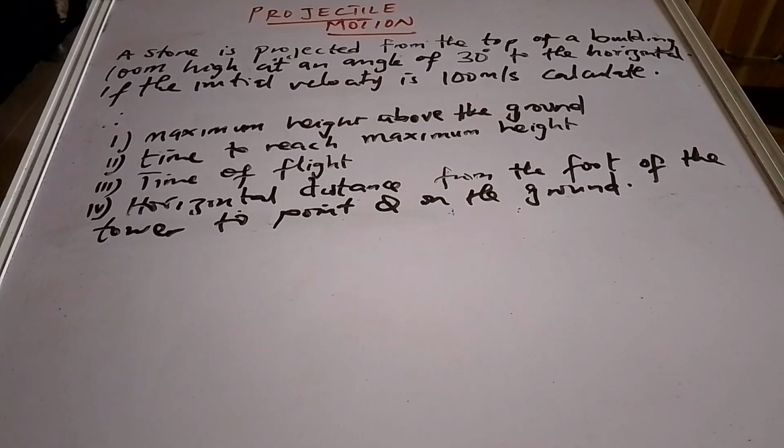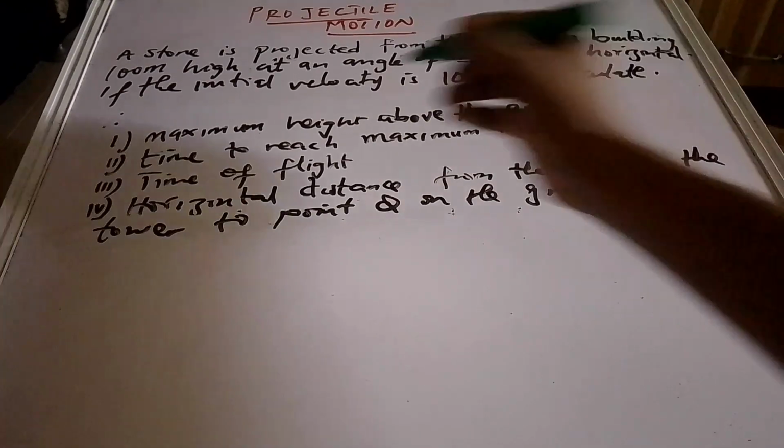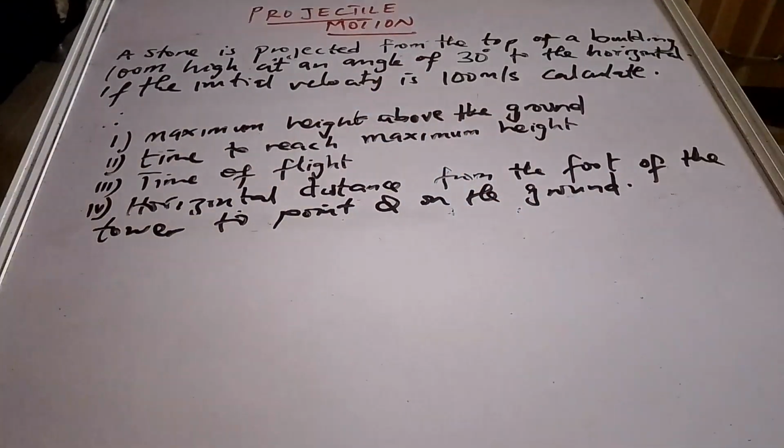A stone is projected from the top of a building 100 meters high at an angle of 30 degrees to the horizontal. If the initial velocity is 100 meters per second, then calculate the maximum height above the ground. Then calculate the time to reach the maximum height, calculate the time of flight, and calculate the horizontal distance from the foot of the tower to point Q on the ground.